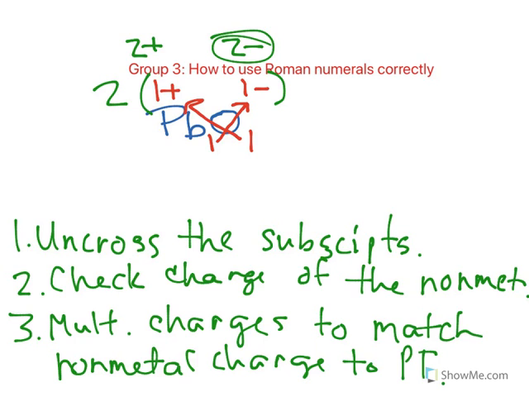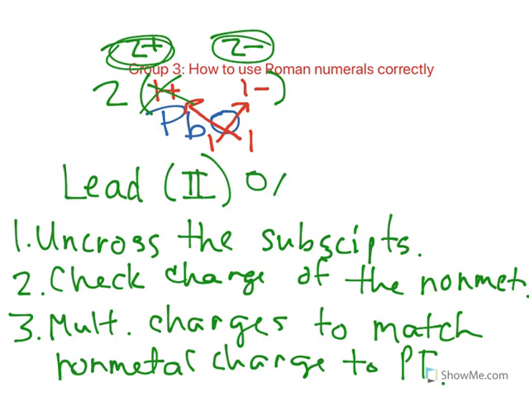Okay, so this right here is lead with a 2 plus charge, not lead with a 1 plus charge. So when we write this, this is going to be lead(II) oxide.